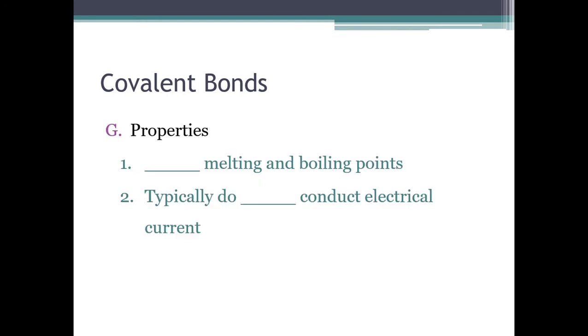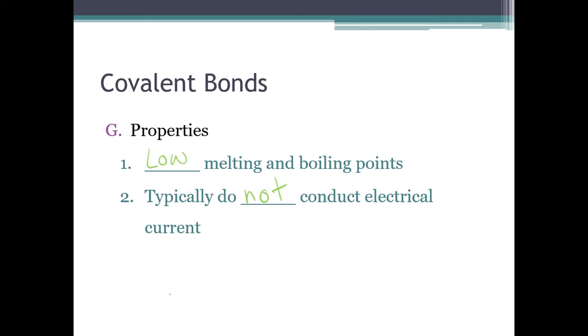All right, some properties of covalent bonds. These have a lower melting and boiling point, and they typically do not conduct electric current, just like we saw. So if you think for a second about why your covalent bonds have a lower melting and boiling point, it means they're easier to break apart. And they're easier to break apart because they're not as attractive.